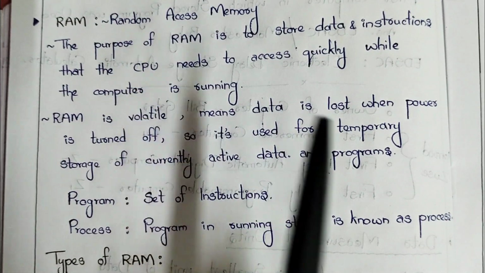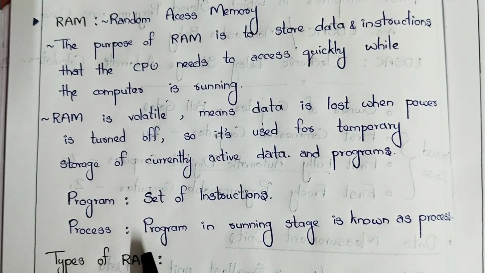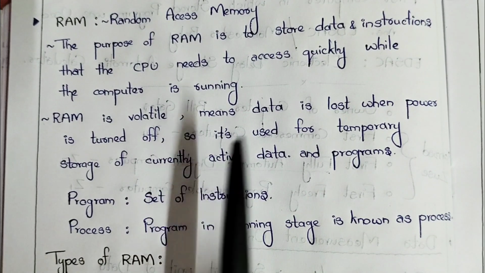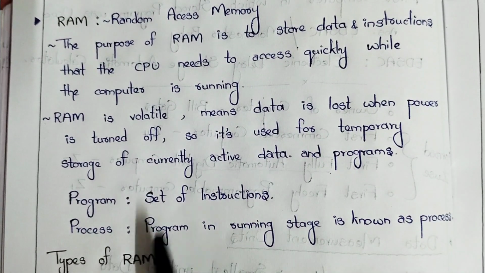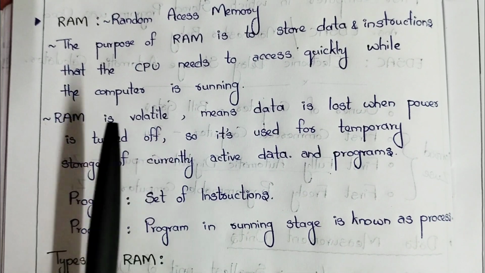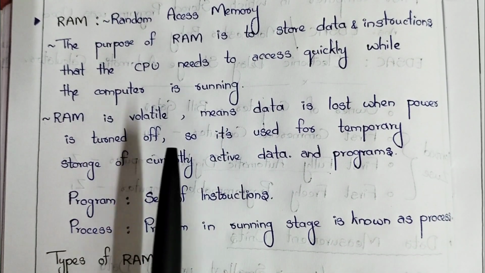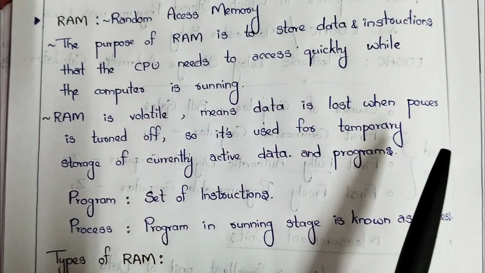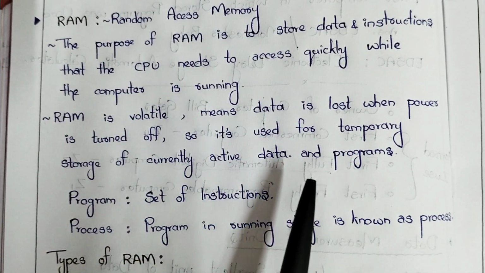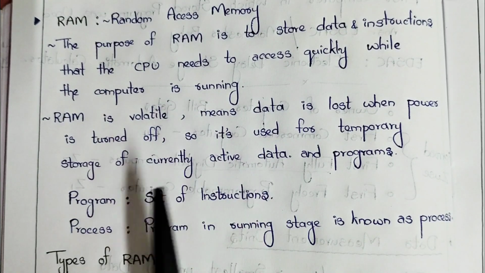Let's say you're having a system. If you switch off, then all the data that is stored in the RAM is gone. That is the meaning of volatile here. So RAM is a volatile memory. The meaning of volatile is that if the power is gone, the data is lost. Your data will be no more.